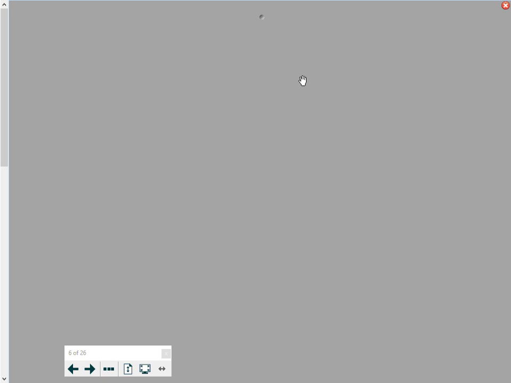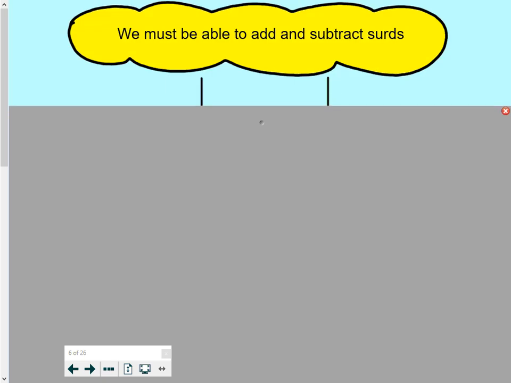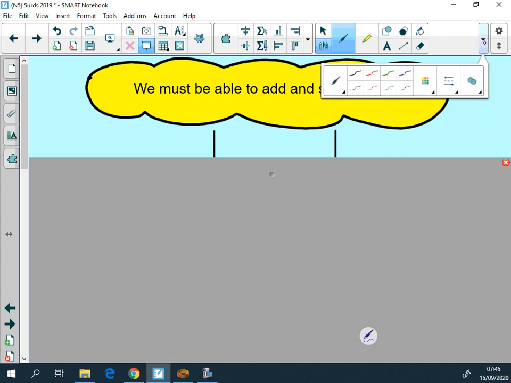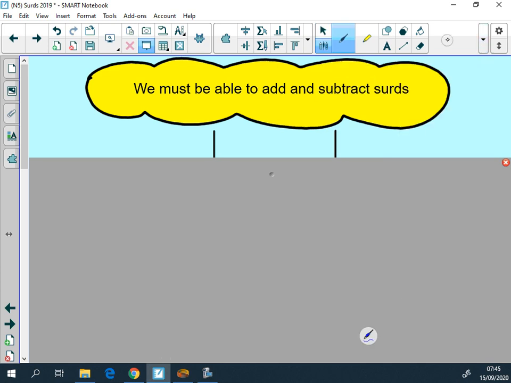So now that we've done simplifying, the next thing that we look to try and do is look to be able to add and subtract surds. And we're going to use some of our simplifying to help us here. So if you're taking this down as a note, please pause the video, take as long as you need to copy it in the title, then press play, and we'll get started.